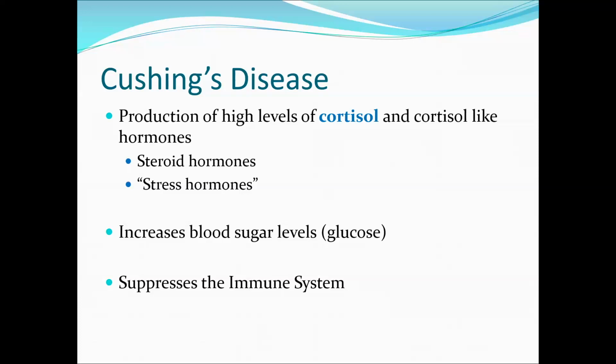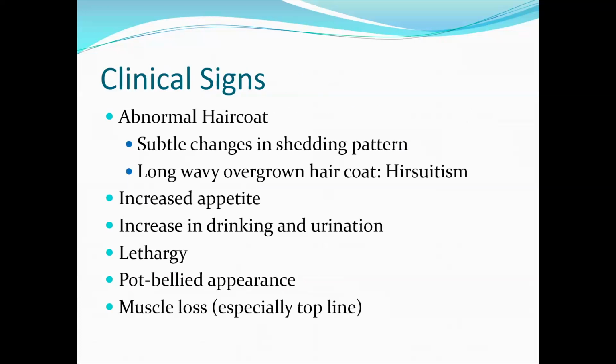All right. So it increases blood sugar levels. So you can start to get similar symptoms to insulin resistance. It suppresses the immune system. So you tend to have more illnesses, sicknesses, abscesses, diseases, things like that. All right. So all of those things here can be clinical signs. So there's not one single thing that we'll hang our hat on for this disease until they get really far along. All right. So initially we'll get a very subtle change in that shedding pattern. They're a little late to shed, or they start hairing up early.